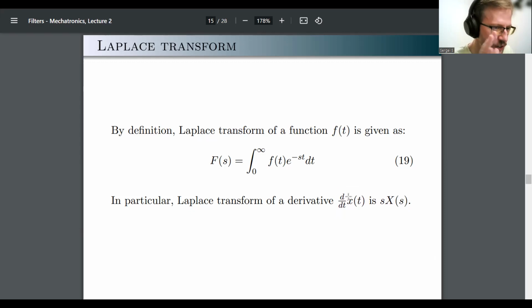Okay. If any of this is new for you, you should definitely review either the control theory course, or the Laplace transformation course, or the ordinary differential equation course, one of those. You will find the Laplace transform described in one of those courses. So make sure you review it. Here we can assume that this is already your background.